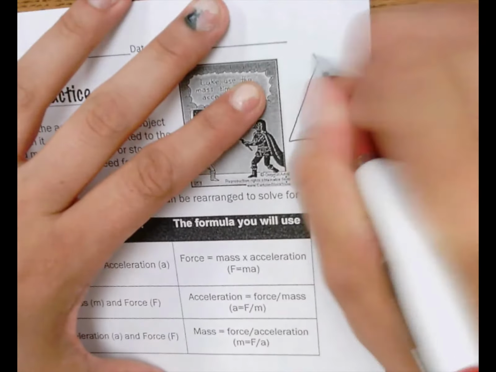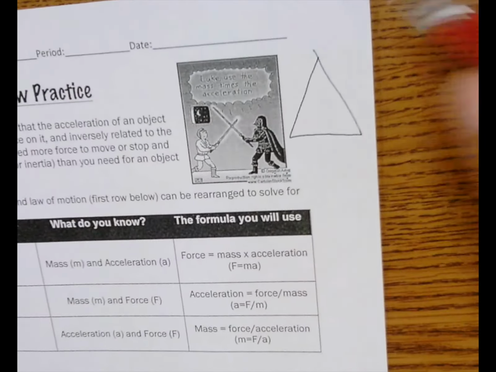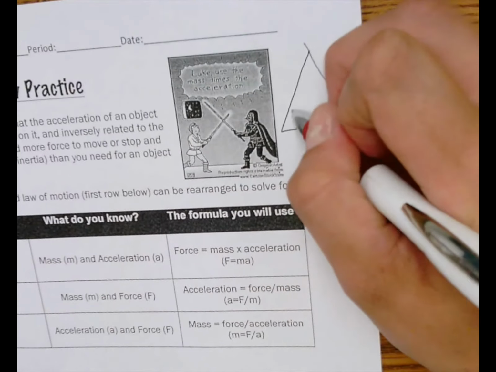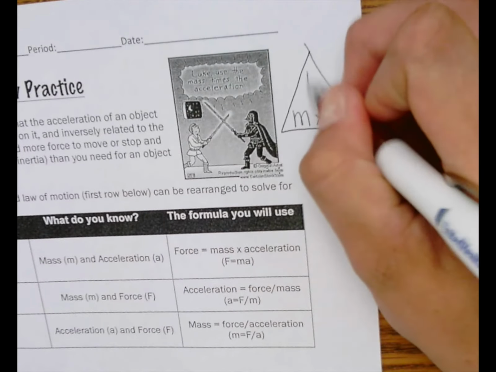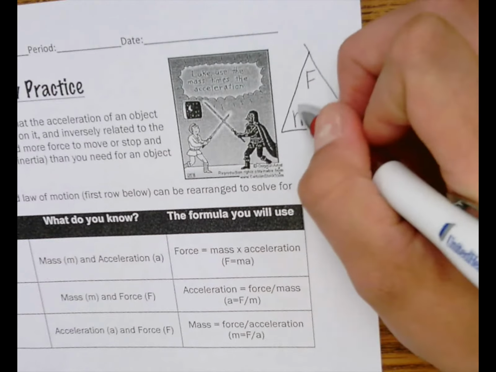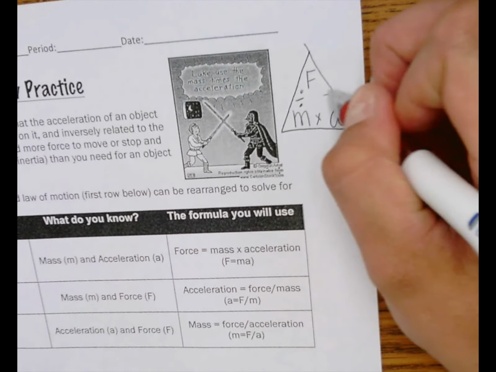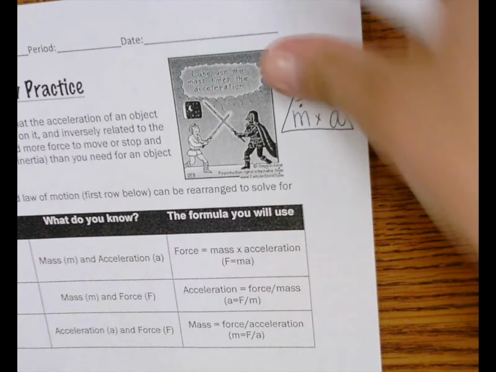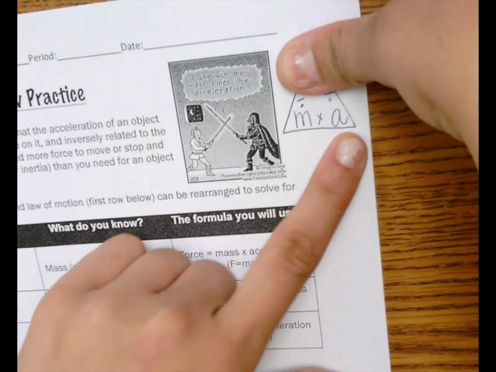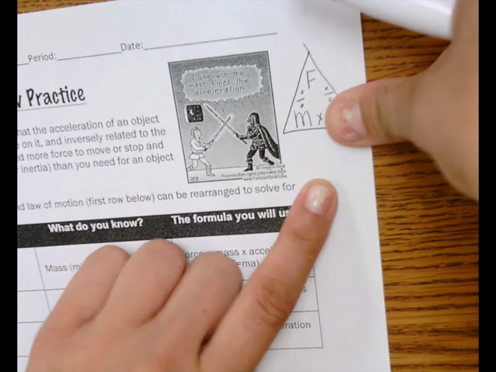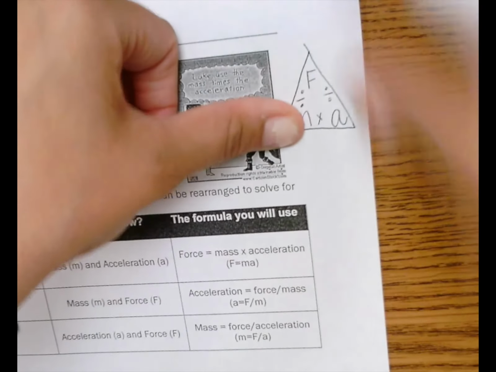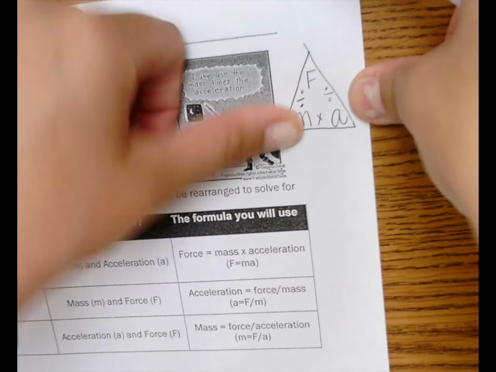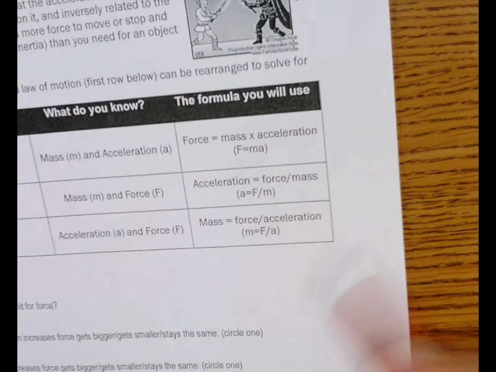If we know that force equals mass times acceleration, we put what we want to multiply at the bottom, mass times acceleration. We put what we want at the top because that's going to be divided by each of these. So, force is equal to mass times acceleration. Acceleration is equal to force divided by mass, and mass is equal to force divided by acceleration. Or you can just memorize these.